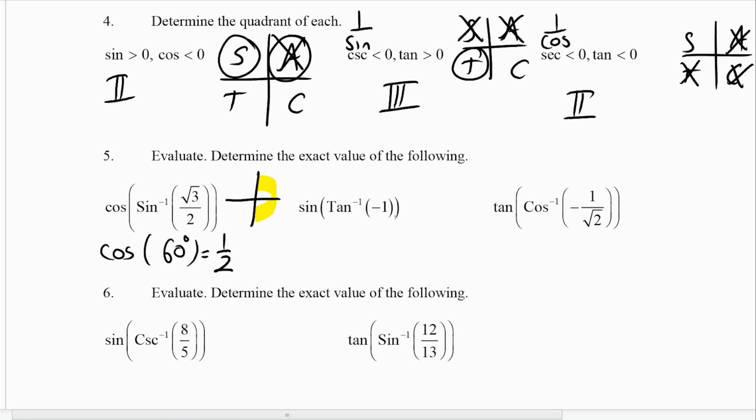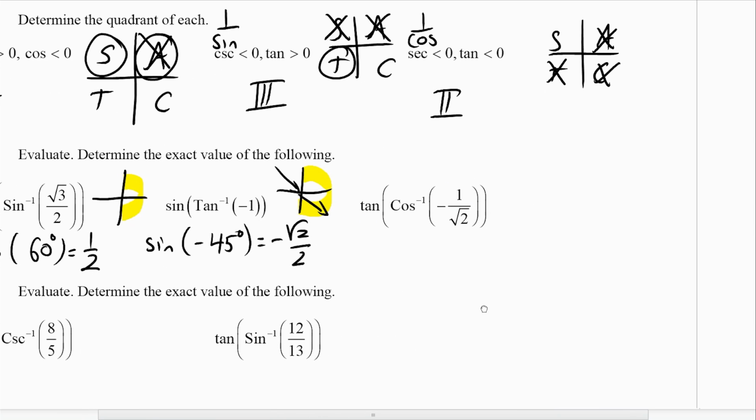Moving on to the next one, when I think about tangent equal to negative 1, it has a slope of -1, so it's going to be down here or over here. But since tangent also has a restriction to negative 90 and 90, I'm only talking about the one in the fourth quadrant, so it's 45 degrees, but it has to be negative. So sine of negative 45 degrees is root 2 over 2, but since it's in the fourth quadrant, it needs to be negative.